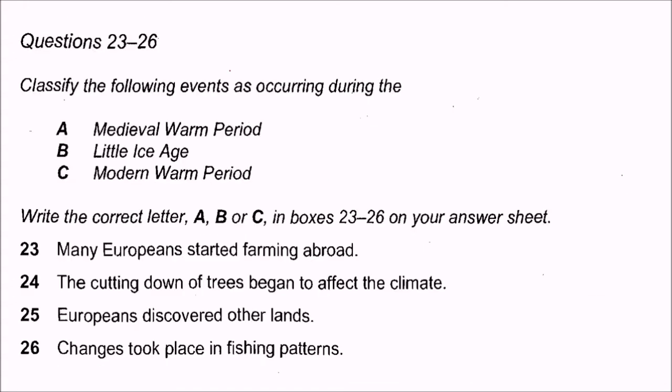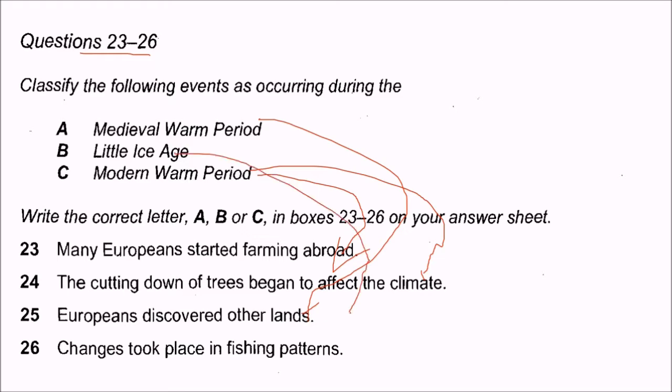So now 23 to 26, classify the following events as occurring during the medieval warm period, Little Ice Age, and modern warm period. 23. Many Europeans started farming abroad. 23. And this is C. The cutting down of trees began to affect climate. Again C. Europeans discovered other lands. 25. And that is medieval warm period. And changes took place in fishing patterns. And this was Little Ice Age.